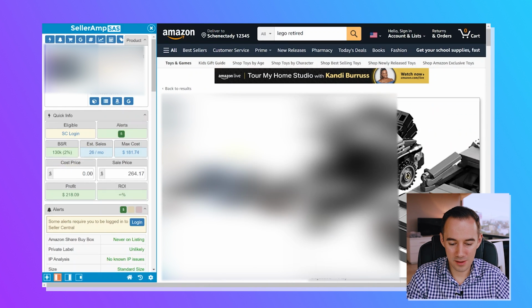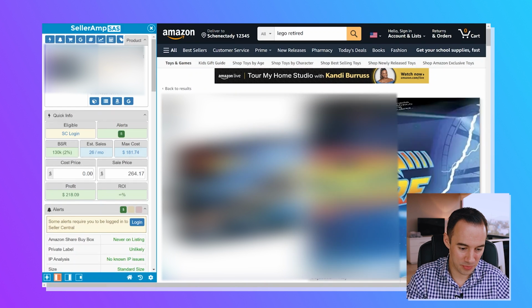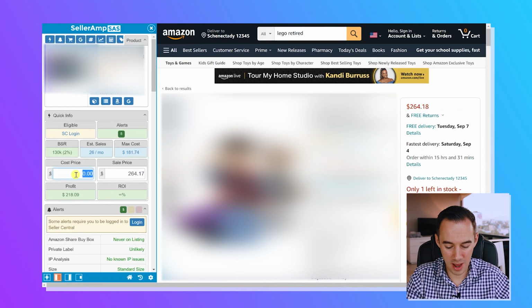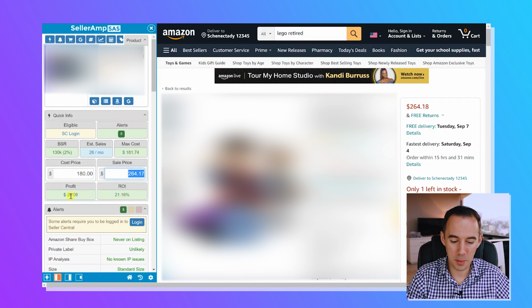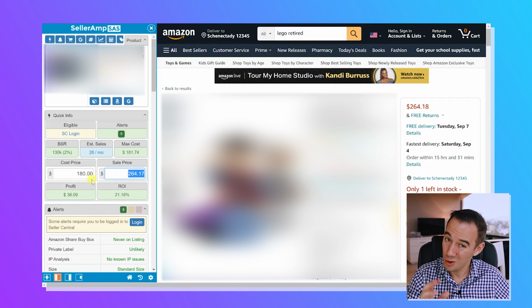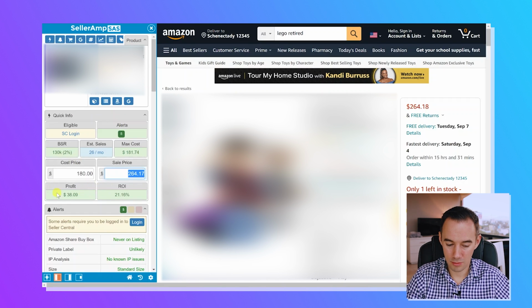So quite simply here, you can see this product. This is a Back to the Future Lego. God, love Back to the Future. So cost price, I can get this product now for $180, which is fantastic. And it's selling right now for $264. So you can see here, I'm going to be making $38.09 profit. So quite nice. I like nearly $40 profit, that's good. But my ROI is down to 21.16. So not high. Generally, I'd like to try and do about 30, and I want to try and keep it to 40 if I can. But I do like that profit. So really, really good there.